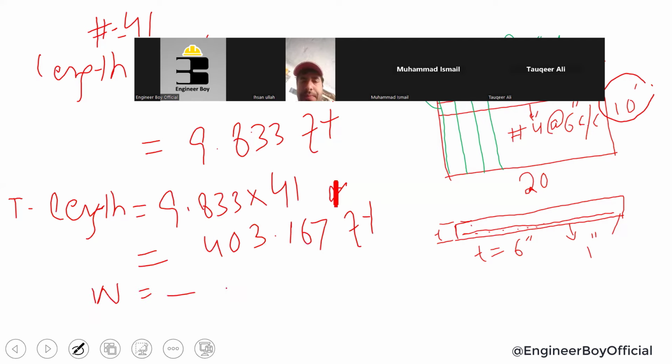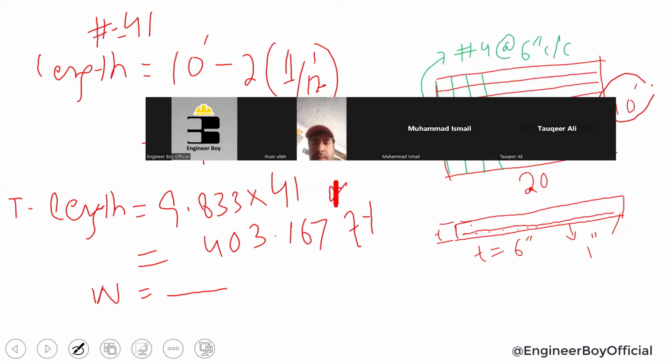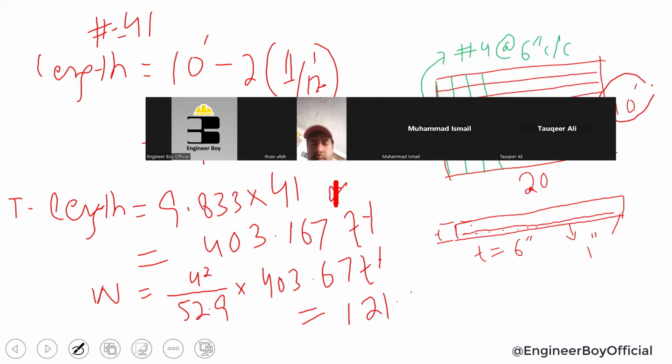Very simple. Now we have to put this in the same formula: the weight can now be d square, okay? This time the bar diameter is number 4 bar, it means 4 suit, and there is square over there, divided by 52.9 times the length, which is 403.67 feet. It means the quantity can be now 4 fours are 16, times the length, and then we will divide that by 52.9. So the quantity in kgs is 121.94 kgs. Very simple.